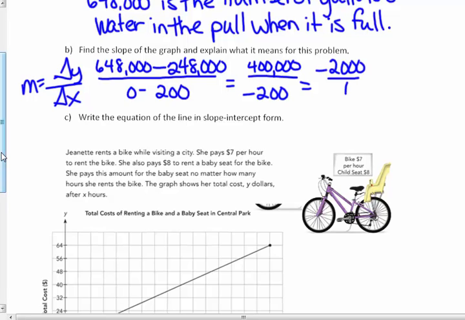That's my slope. Write the equation of the line in slope-intercept form. So y equals negative 2,000 x, so down 2,000 gallons x, plus my y-intercept, we already found that, 648,000. So that's the equation of that line.